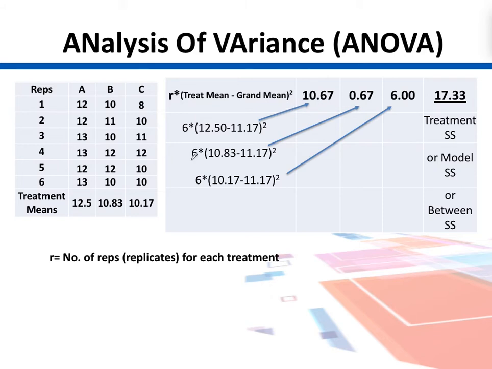So we multiply this term with this R, that represents the number of replicates. For the first one, 12.5 minus 11.17, squared and multiplied with 6, it is 10.6. We get 0.67 for B, and we get 6 for C. And then when we sum them up, it's 17.33. So that is the treatment sum of square, or model sum of square, or between sum of square, or we can also call it among sum of square, or sum of square among. Among means more than two treatments.